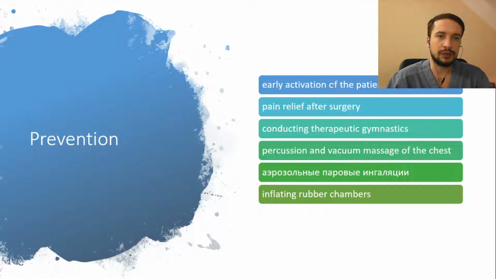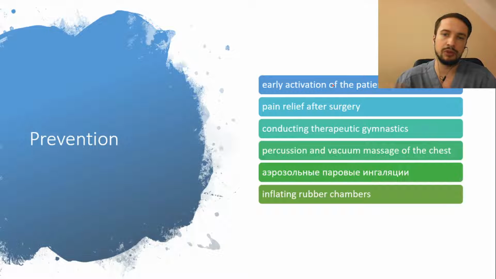The next one, prevention, it's pain relief after surgery. Yeah, we need to understand that patients have pain, and if they have pain, they don't work at a normal level. And if we give them some painkillers, they will be working, and working lungs lead to non-ill lungs. Yeah?